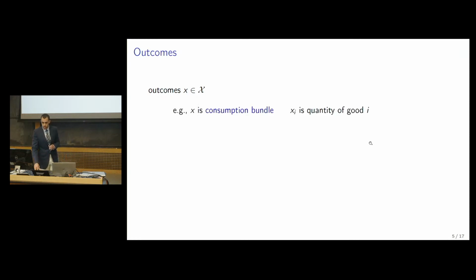OK, so the starting point for the model is an outcome x that belongs to some outcome space script X. This is what the decision maker cares about. Now, I'll define it formally on this slide, but I just want to give you an example of what the outcome is trying to capture before I define it. So think about an outcome x as a consumption bundle, where x_i is going to be the quantity consumed of good i. Or think about x as the income from some investment portfolio, where x_i is the income earned from asset i.